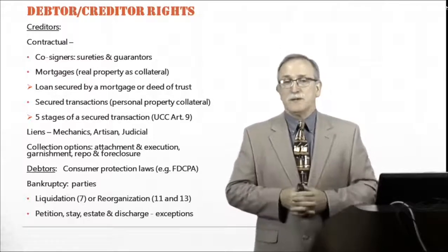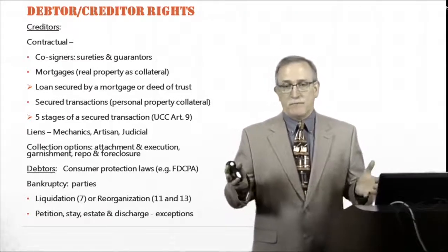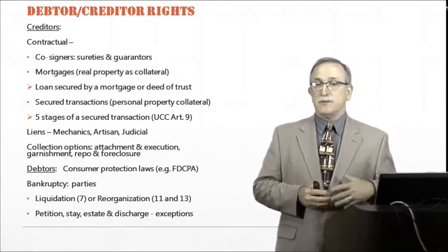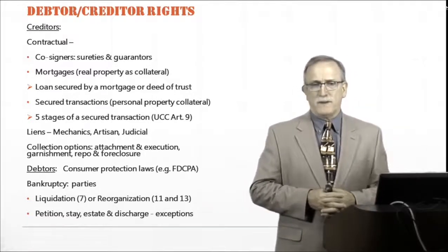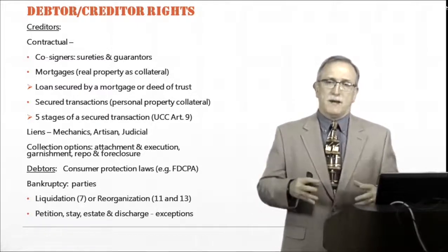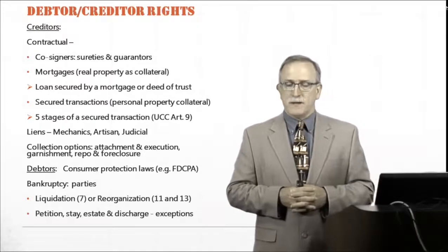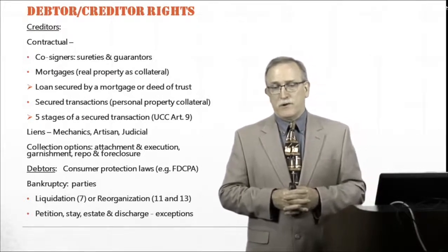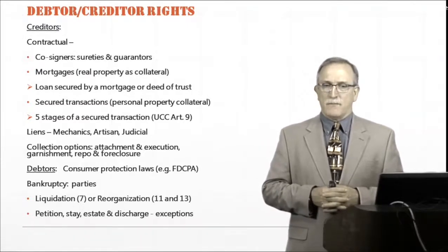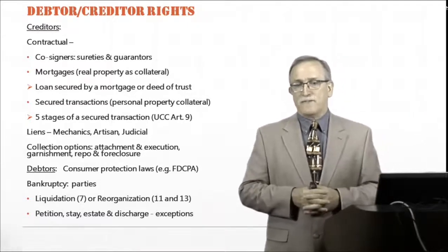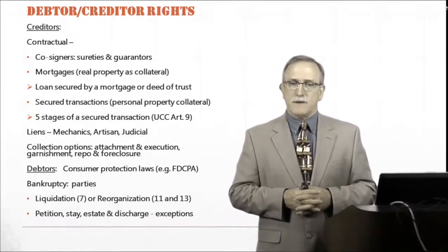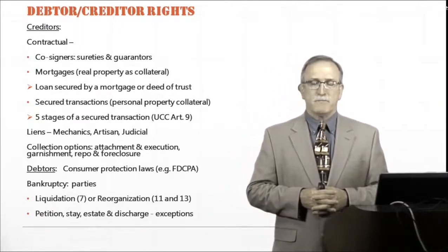Normally the first to perfect gets priority. One major exception is purchase money security interest, where a lender lends you money to buy a particular piece of equipment. They will normally take priority, even if someone else has a blanket security agreement covering all inventory or all equipment. So, it gets a little nuanced, a little complicated. Just be aware of these 5 stages of a secured transaction and why they're important for businesses.